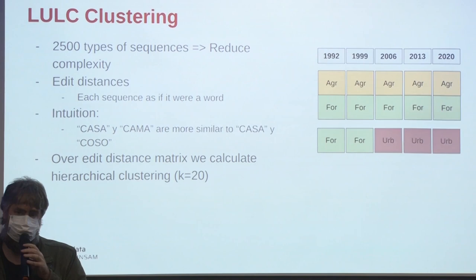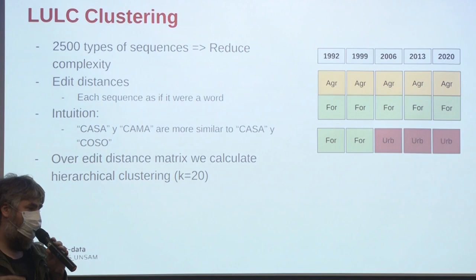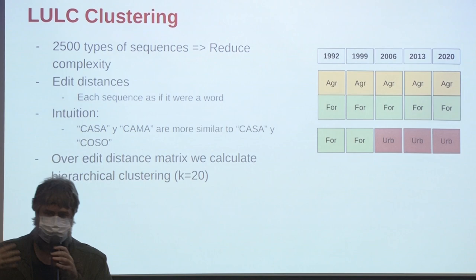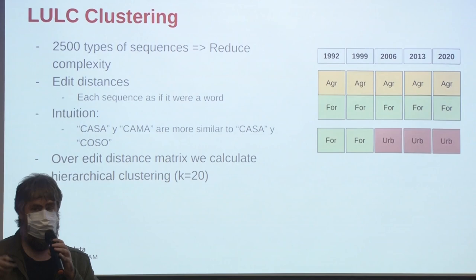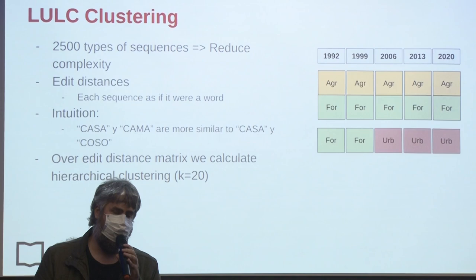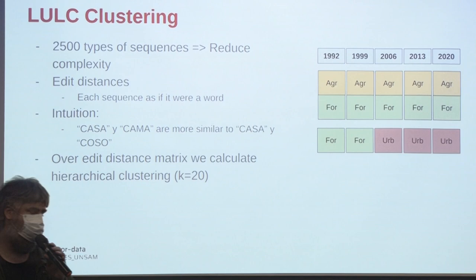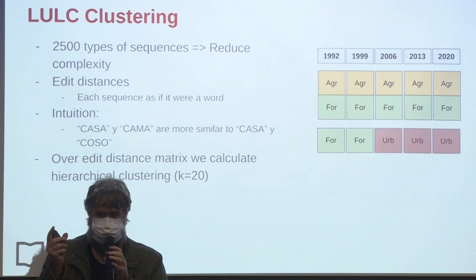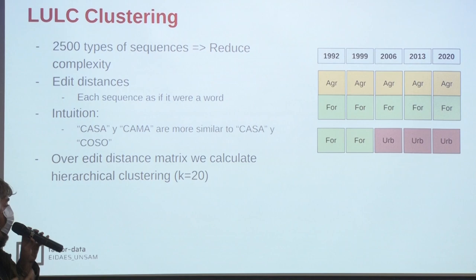We also could aggregate these pixels into higher units, perhaps census tracts or counties or provinces, and then calculate the frequency of each trajectory type, and then perhaps keep the most frequent one. But what we will try to do is to keep the original unit of the dataset, which is this pixel-based data. So what we found is that we had about 2,500 different sequences in Argentina.